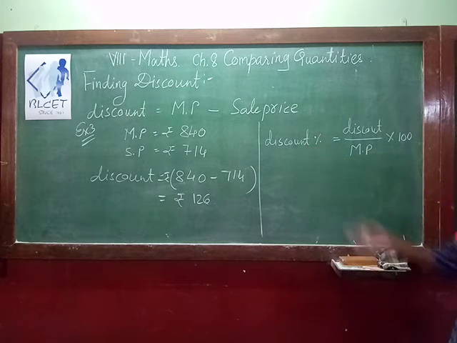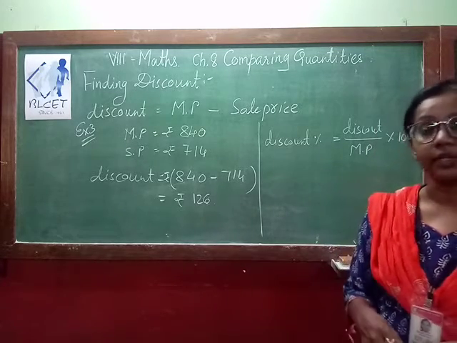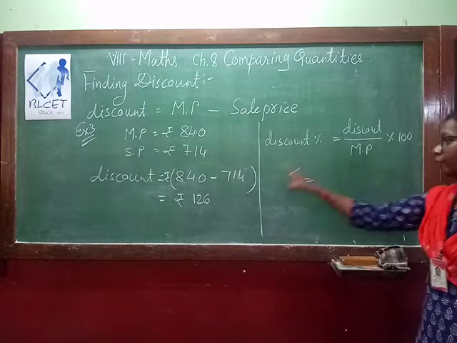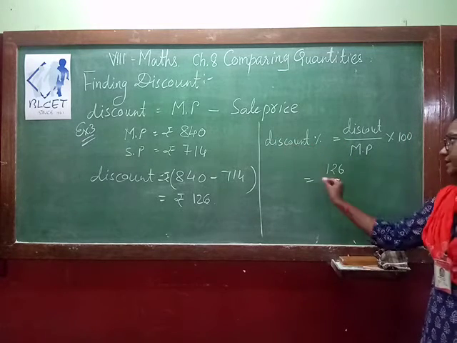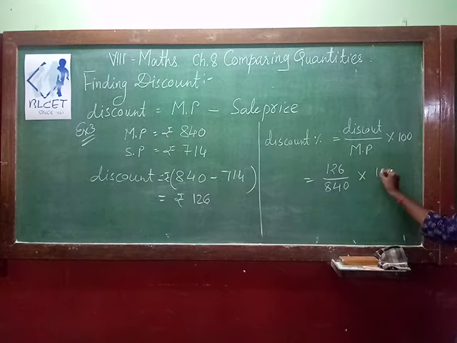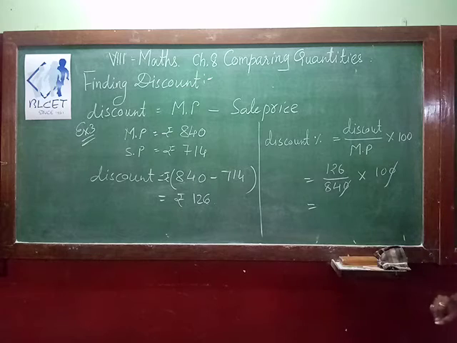The same formula you can apply whenever you want to find discount in rupees. So discount percent we want to find. Discount in rupees is 126. What is the mark price? 840. Multiply by 100. Do the cancellation. So this will cancel.